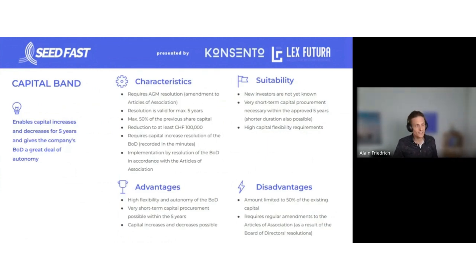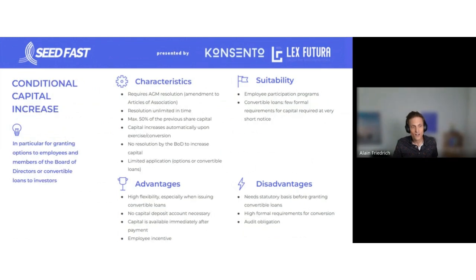And one question that always comes up, you mentioned that we're going to talk about it later, but maybe some pre-discussions about the publicity of the investor when you convert convertible loans, if you have conditional capital or a conditional capital increase, versus if you don't. Can you talk about this a little bit, maybe, or what your experiences are?